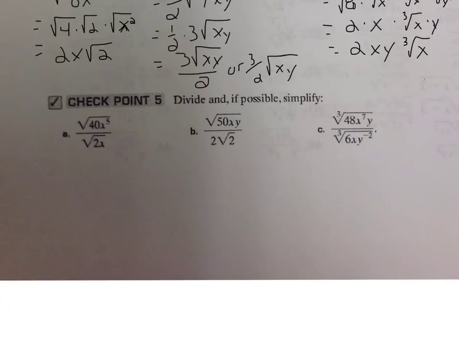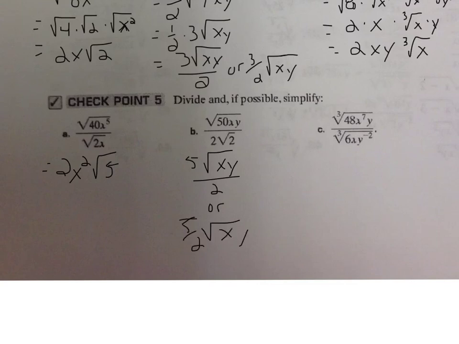Alright, checkpoint 5. You should get 2x squared square root of 5. B should be 5 over 2 square root of xy, or 5/2 square root of xy, either one. And C is 2x squared y.